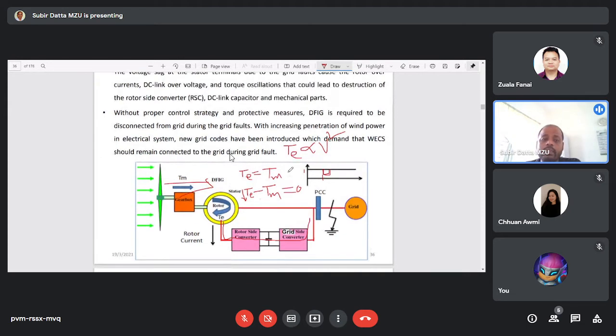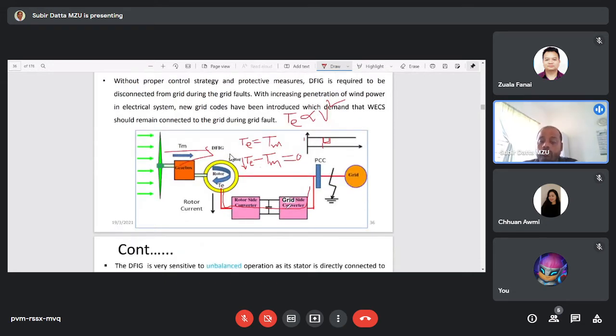But because nowadays almost all the systems are interconnected power systems, we cannot disconnect suddenly. As per the new grid code, we cannot disconnect the wind energy conversion system suddenly, or immediately. So we have to use an external circuit, or external means, whatever, so that during the grid fault also we can maintain the constant DC link voltage. That can be done by using the FACTS devices.